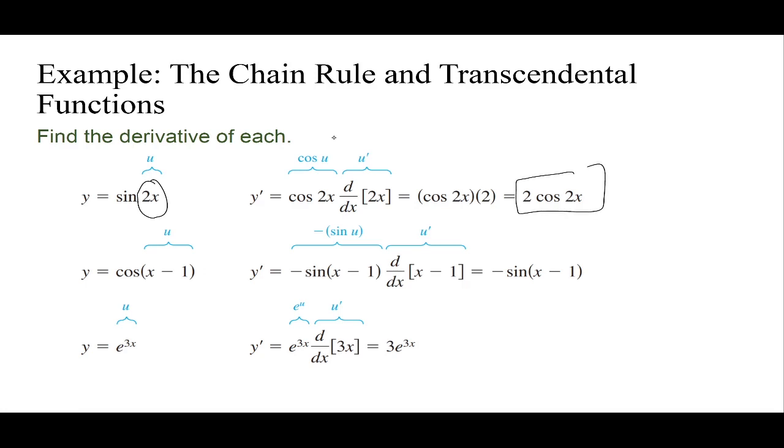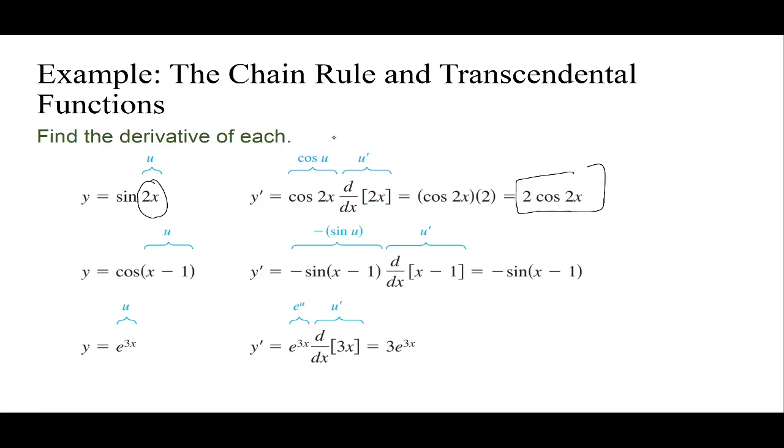And same here, for cosine, we can replace this expression by u, and then the derivative of y would be the derivative of cosine, which is negative sine of this expression, times the derivative of u, which in this case is x minus 1.